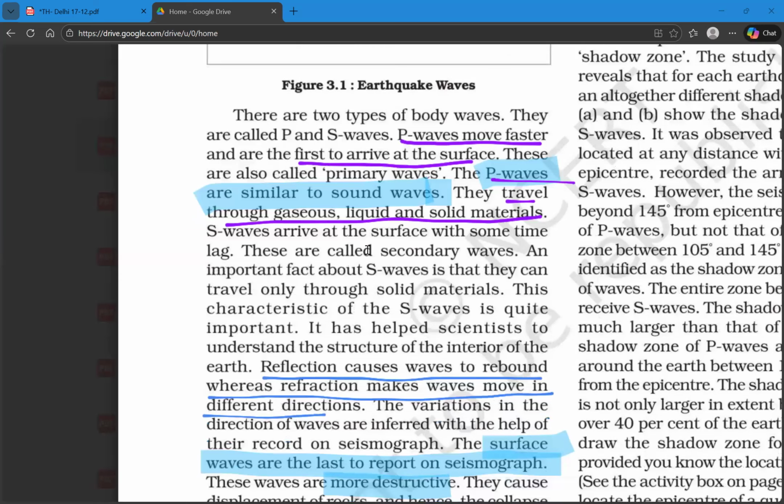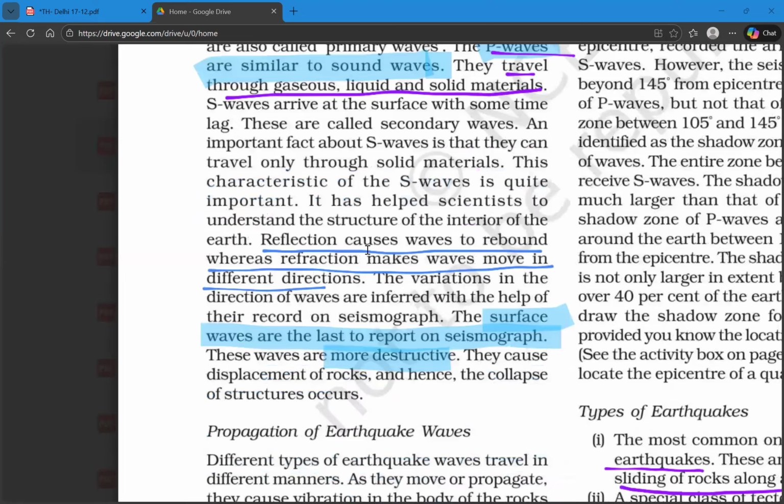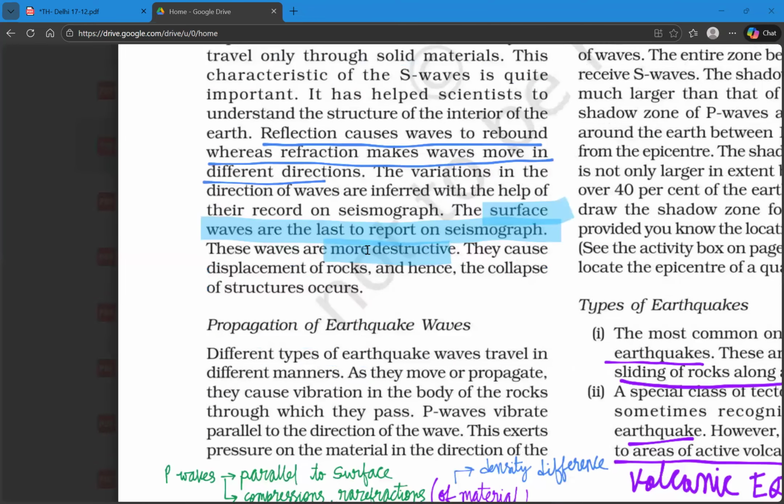And next, the surface waves are the last to report on the seismograph. And these waves are more destructive because they cause displacement of rocks and hence the collapse of structures occurs. But why does learning about waves help the scientists to understand the structure of the interior of the earth? We'll see with the diagram.